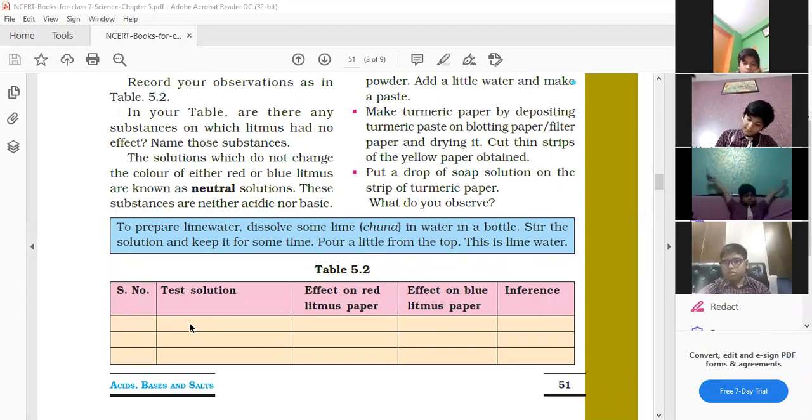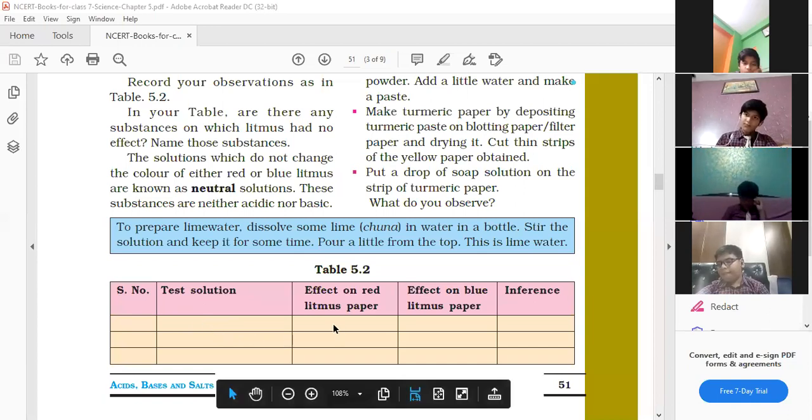So the first test is with the litmus paper. Lemon juice, you know it is acidic, the color changes to red. Here write down lemon juice as the test solution, and here the effect on red litmus paper. Changes to red, no effect, acid. Okay, it is clear. Here write down lemon juice, color changes to red, no effect, and in the third column, inference, you can write down it is acid.